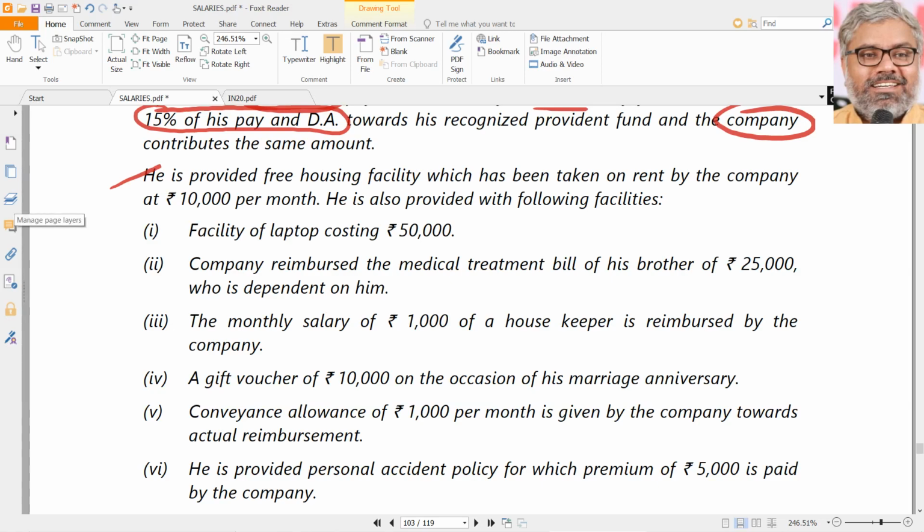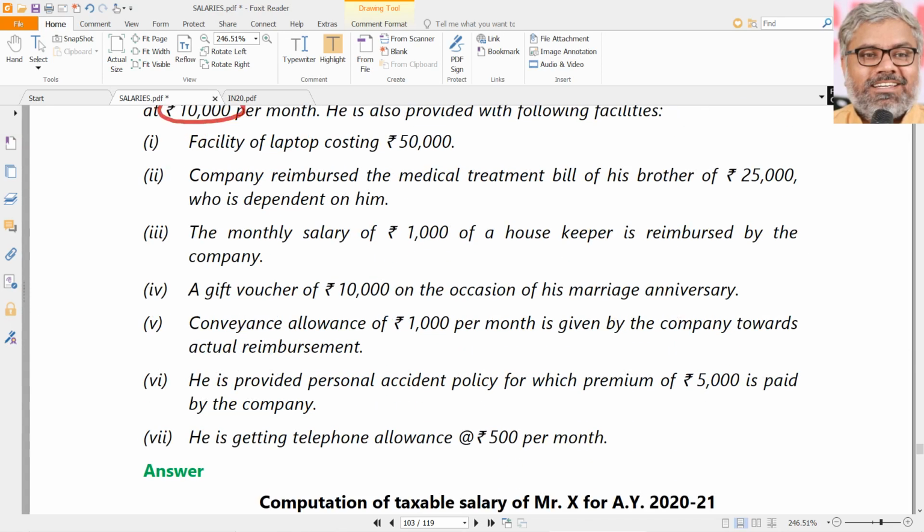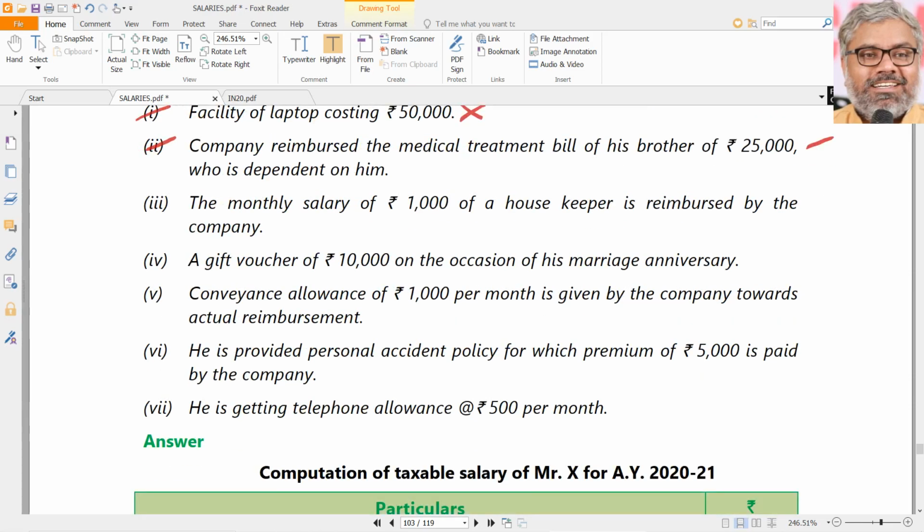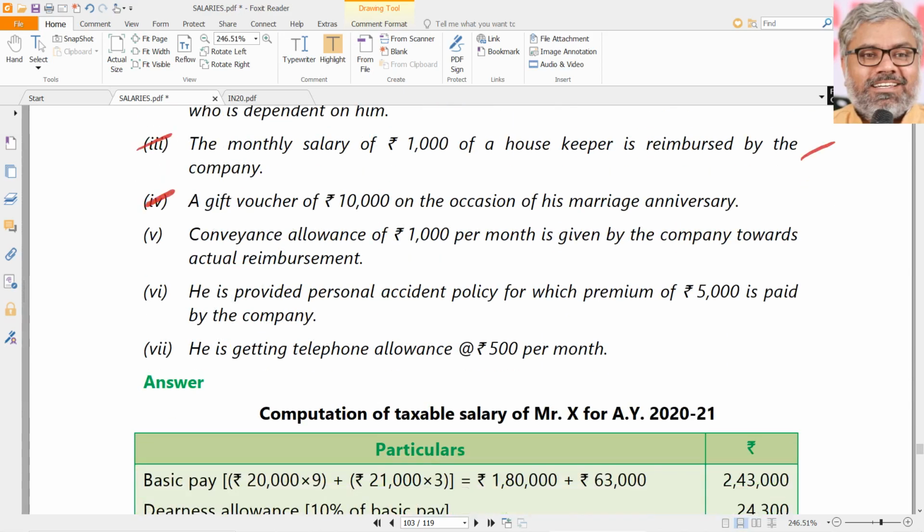So it was a rented accommodation taken by the company at 10,000 per month, which means the provision is rent paid by the company or 15% of salary, whichever is lower. Where it is provided, which city, population, doesn't matter. Then facility of laptop, not taxable. Company reimbursed medical treatment of brother, fully taxable. The monthly salary of housekeeper is reimbursed by the company, fully taxable, that means 12,000. Gift voucher of 10,000 is fully taxable.